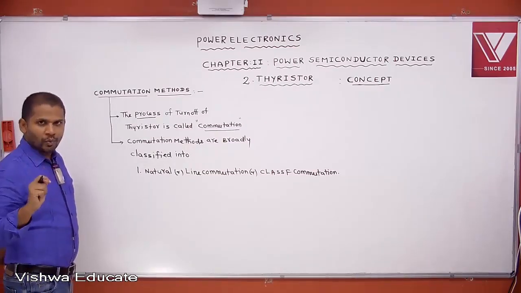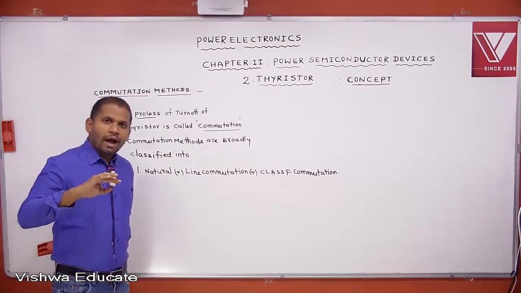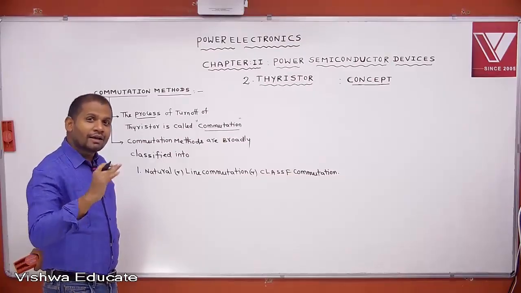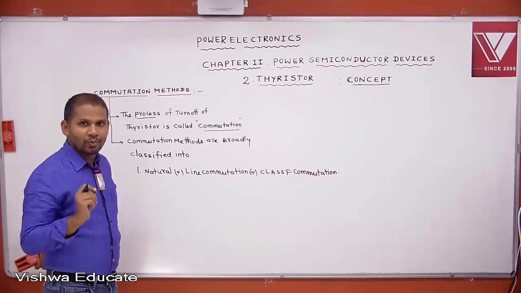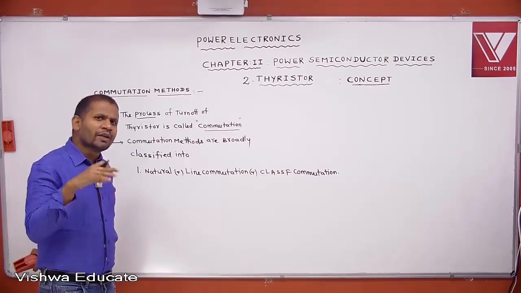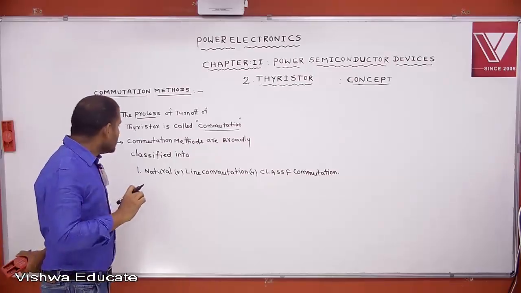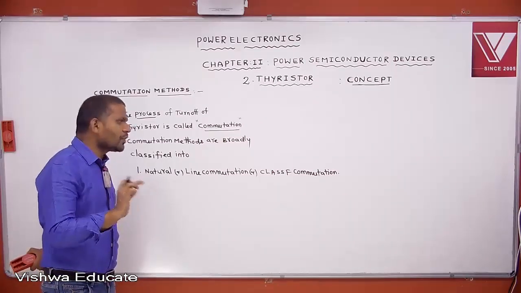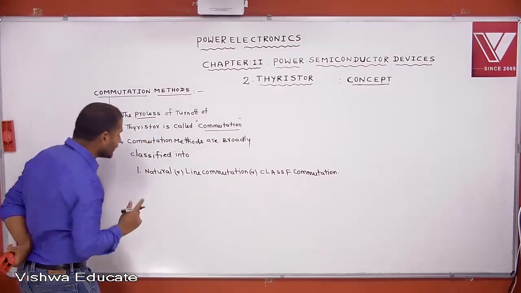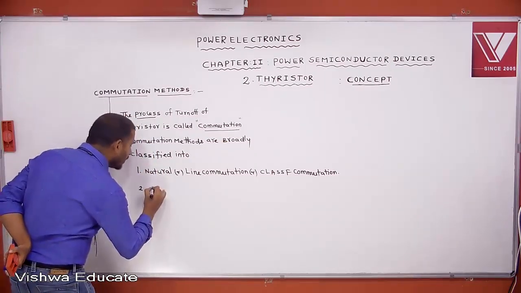Alternative names are also important from a competitive point of view, like in IES or any PSUs, state government sectors. Alternative names and applications are also important. For GATE point of view, along with the concept, mainly numericals are important. That you will see later on. Natural or line commutation or class F commutation. The next one is forced commutation.